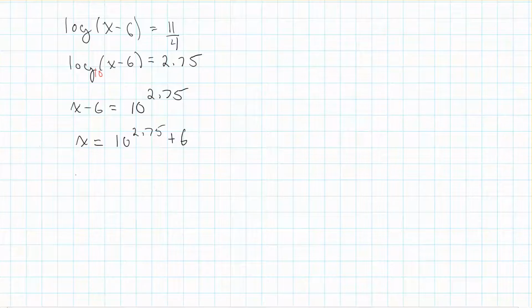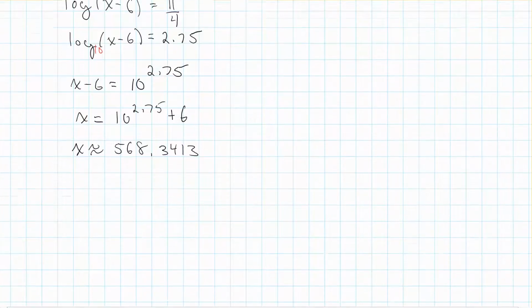And this would be, again, an exact answer. But if we want an approximate decimal answer, we can of course just do this, and you get that this is approximately 568.3413, which is clearly much bigger than 6. But we might encounter in some of these later problems that we look at where that doesn't always happen for us.